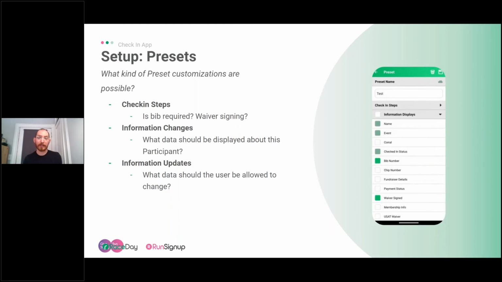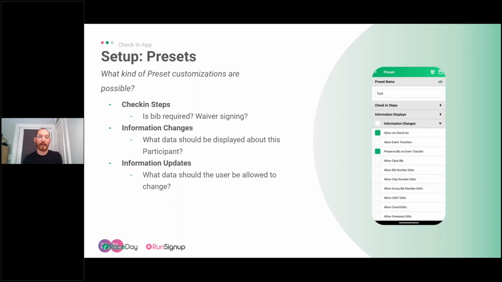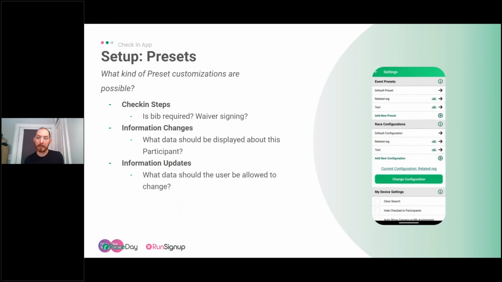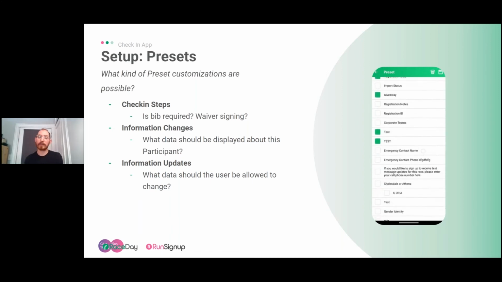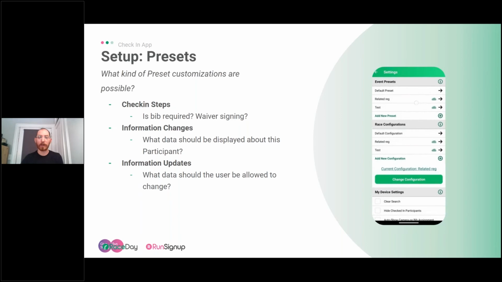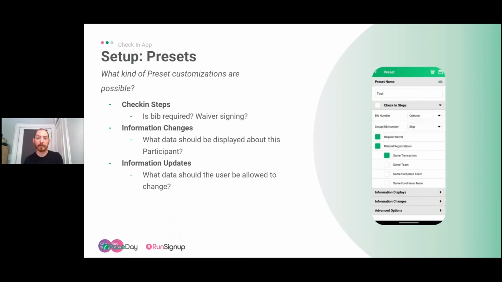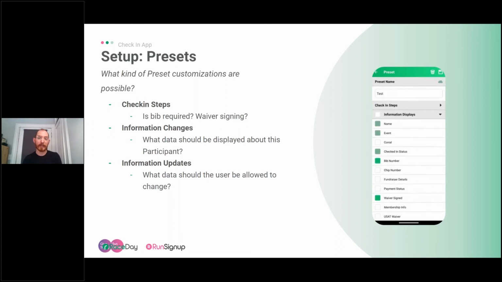Information updates. This is basically saying to the system, what data should the user of the app be allowed to change? So you might want to allow the app user to transfer events, or you might not want to do that because it's a little dangerous. You might want to say that, okay, the user can update the corral selection, or you may not want to do that. So sometimes you'll have a preset that is more of an admin type preset that allows all of these information changes to be enabled so that an admin on site can update all of this information.